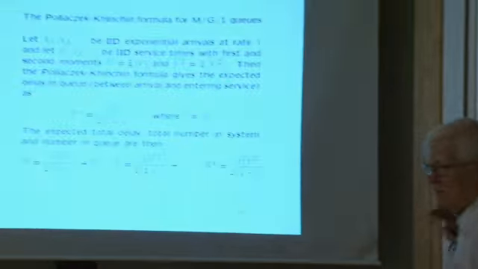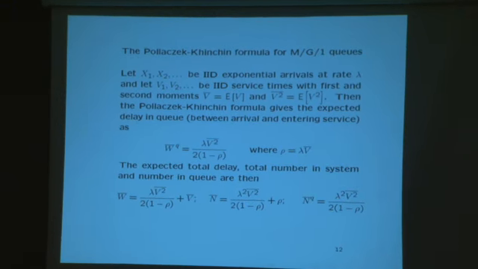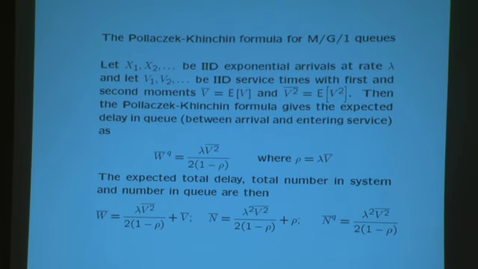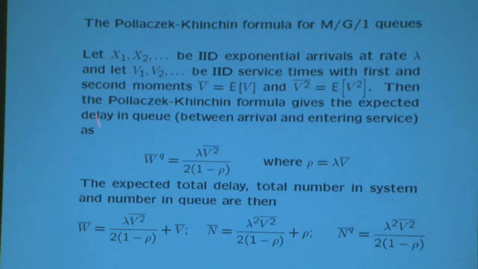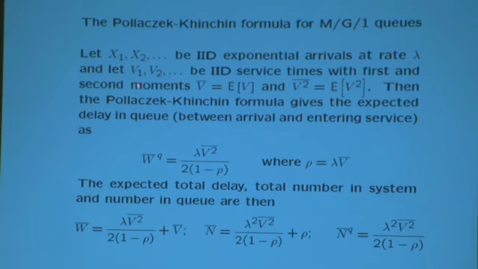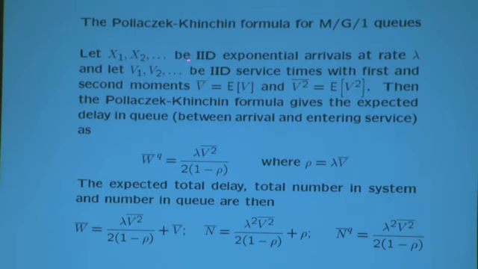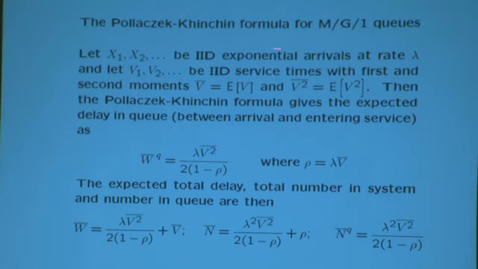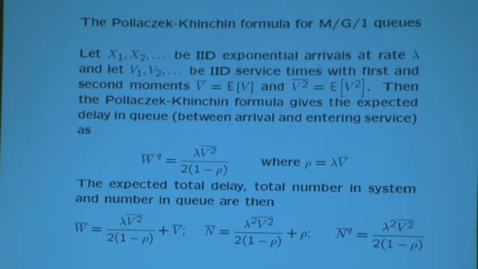And you'll see from the simple formula that it's not as simple as it looks. Okay? Because first I'll tell you what the formula is. Suppose that x1, x2, as usual, are IID exponential arrivals at rate lambda. So the arrival process is Poisson. That's what the M there means, memoryless arrivals.